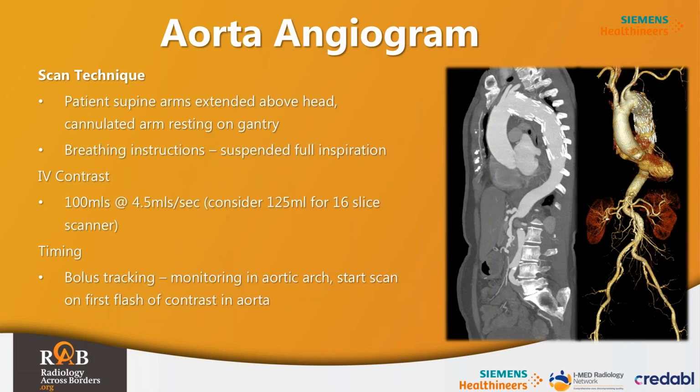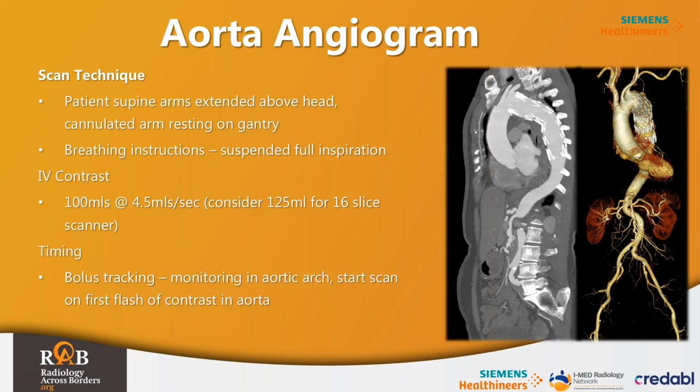So aorta, I'm just going to generally talk about this. Often people will break it down to thoracic and abdominal. Generally, we're looking for either aneurysms or dissections. We're going to scan above the arch to below aortic bifurcation.